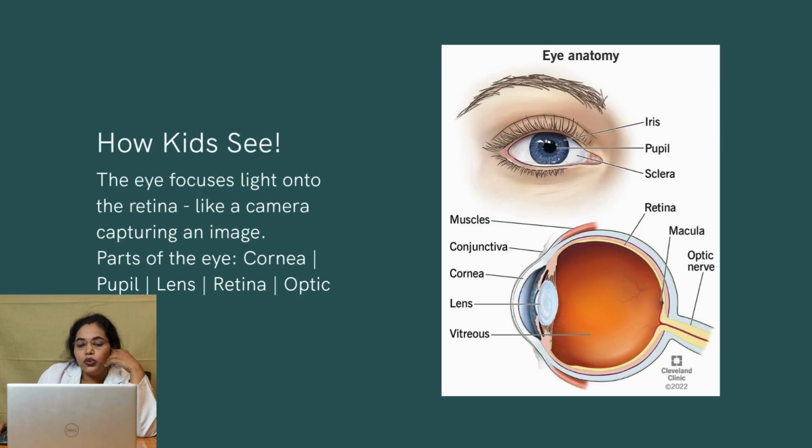Next we move on to the lens, the natural lens, which is clear. This is a biconvex lens which is shaped like this. It has the ability to change its shape, like it can zoom in and zoom out. This has to be clear so that the light passes through the crystalline lens and falls on the retina.